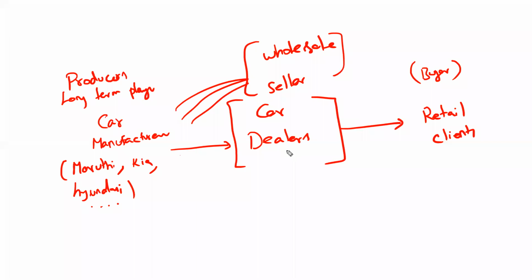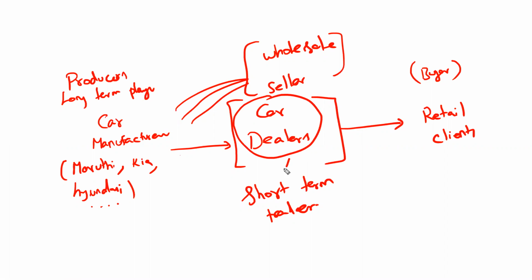That's what the car dealer does. They are short-term traders. They take orders from the retail clients. They go to the car manufacturer, purchase at a lower price, and then sell at the retail price. That's how they make the money. Do they hold the cars for a longer period? Of course not. Probably they hold the inventory for 7 or 10 days in their garage. After that, they find a retail buyer and sell it. That is what generally happens, right?